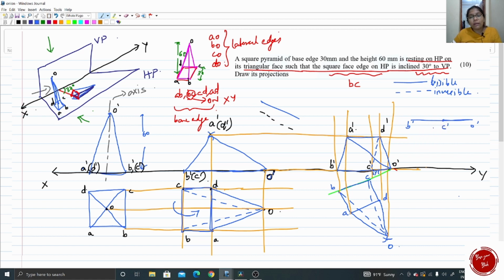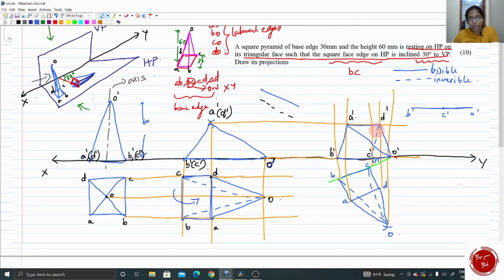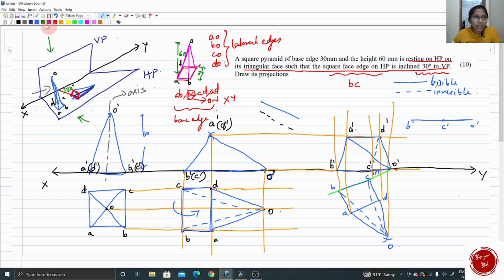For that you just need to compare the edges BO and CO in the top view. In the top view we can see BO is far away from XY compared to CO. BO is a bit farther, isn't it? So BO must have a continuous line because it is farther, okay, and CO, which is nearer, should have dashed lines. So I should draw CO as a dashed line, and BO, which is farther, will have a continuous line.